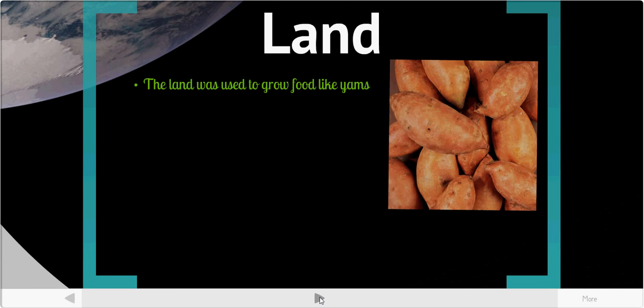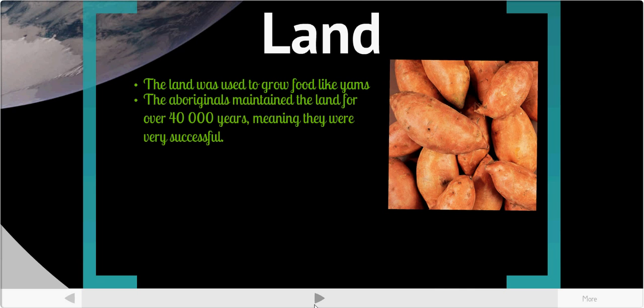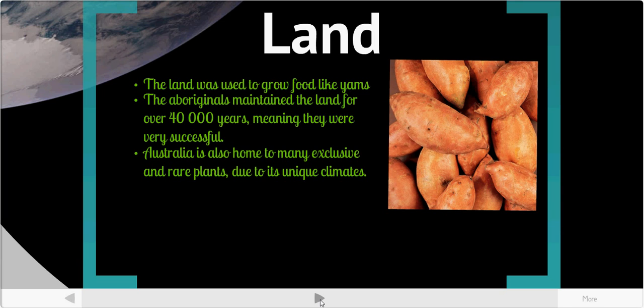And land. It's very similar to North American natives. They use their land to grow lots of food like yams, as you can see. This is a picture of yams. The Aboriginals maintained their land for over 40,000 years, which means they're very successful. So if they can maintain their land and use the resources over and over again, that means they're probably pretty successful. Australia is also home to many exclusive and rare plants, as I explained before, because of its unique and dry climate.